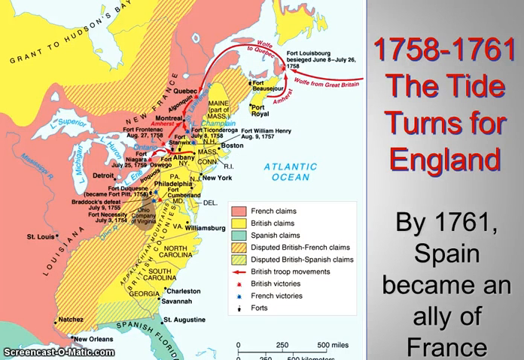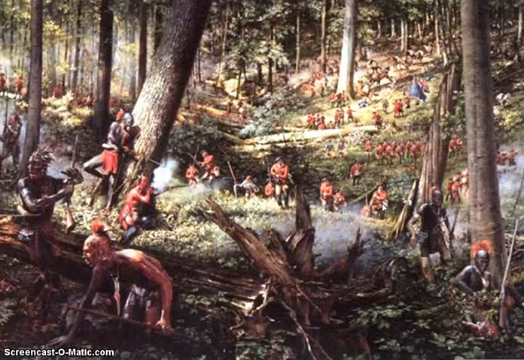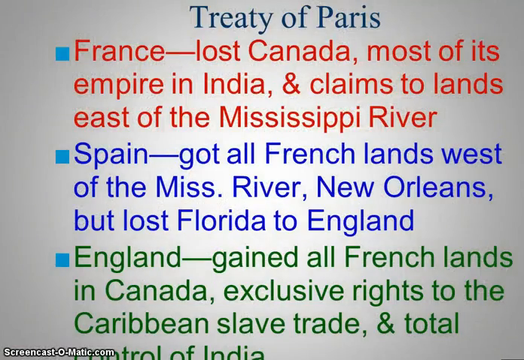So you can see by 1761, Spain had become an ally of France. The map dramatically has changed. You can see a lot of it was coming in through Canada and fighting here along the Great Lakes. Most of the battles were in the Great Lakes region. The French sided with the Iroquois, or maybe the Iroquois sided with the French on this one.